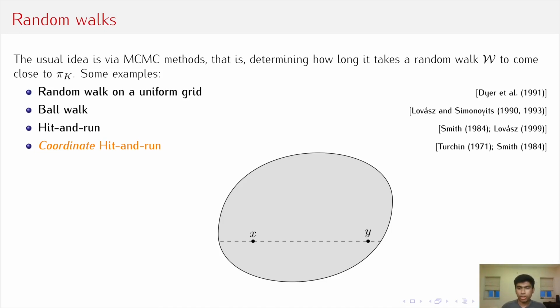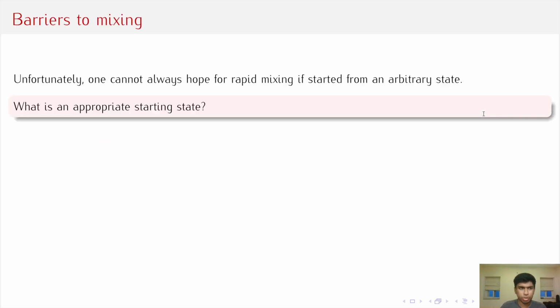Generally, ideally, we would like that you can take any of these random walks, start it at some arbitrary point, run it for a polynomial amount of time, and be pretty close to the uniform distribution. Unfortunately, this is not always possible. So you cannot hope for mixing from a point necessarily, but what can you hope for mixing from? What is an appropriate starting state?